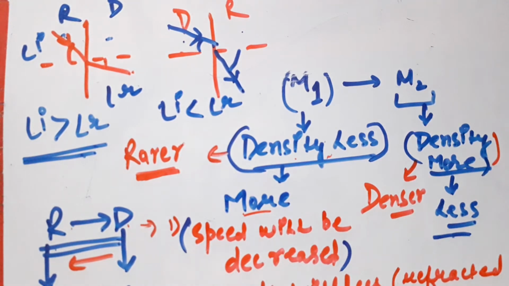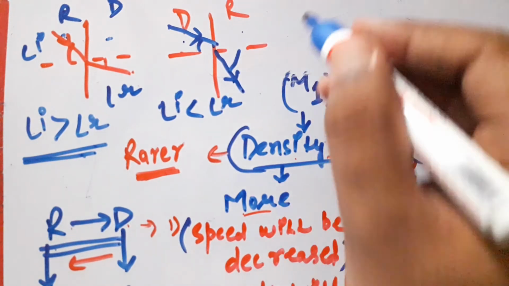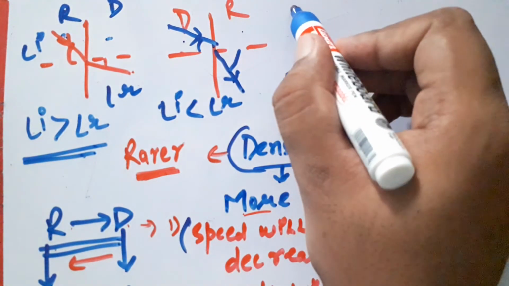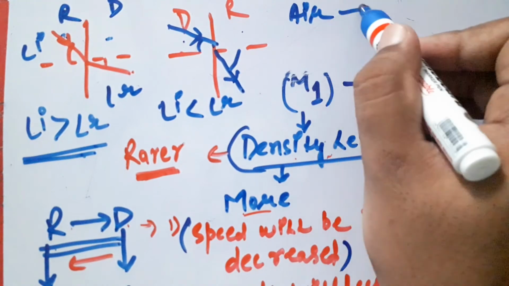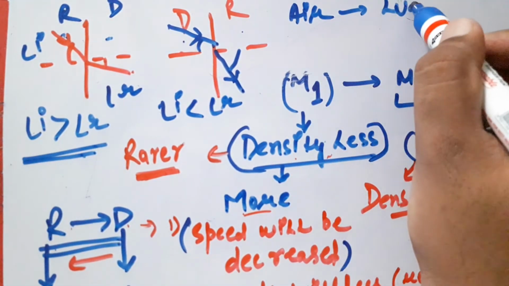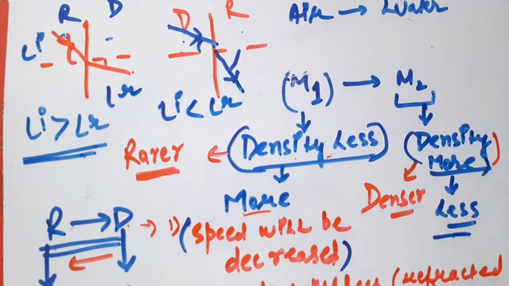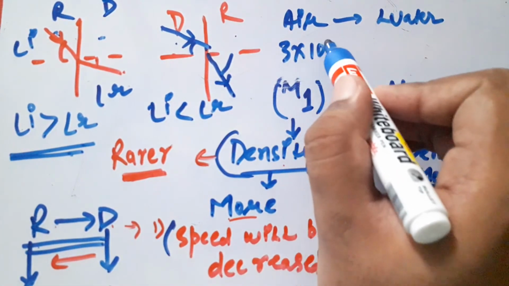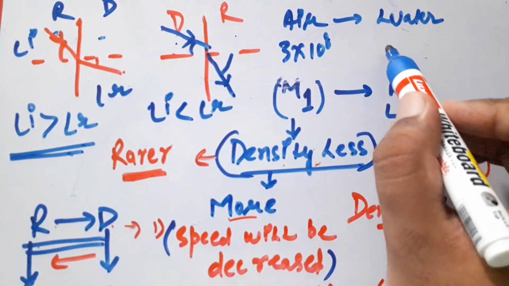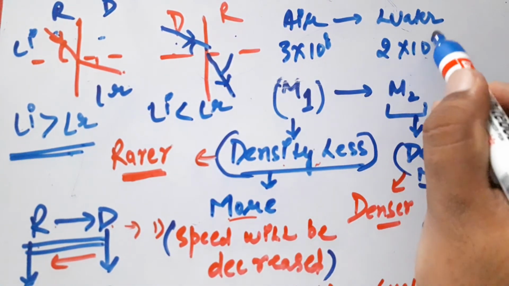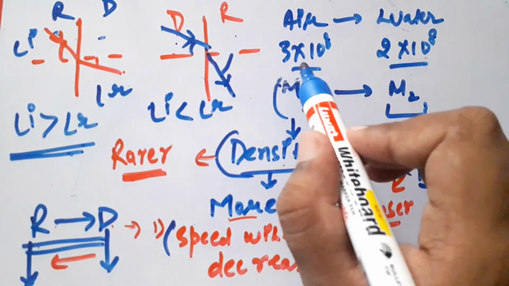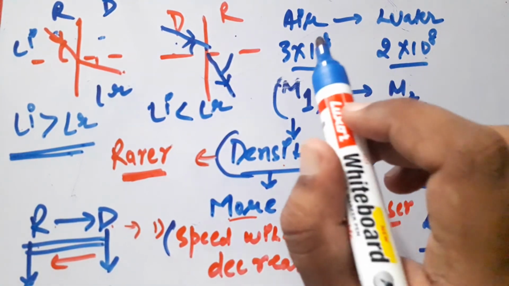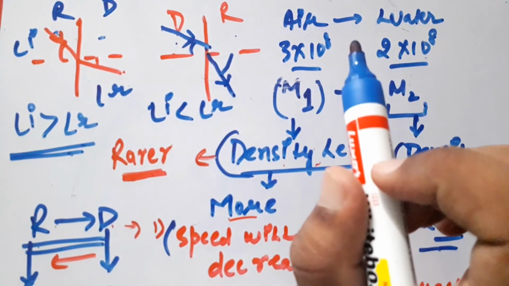So it will be signified in the question. They will give you a question, like light is going from air to water, right? And they are saying that in air the speed of light is 3 into 10 raised to the power 8, and in water it is 2 into 10 raised to the power 8, right? So explain which is rarer and which is denser medium, and where the angle is more and where the angle is less, right?